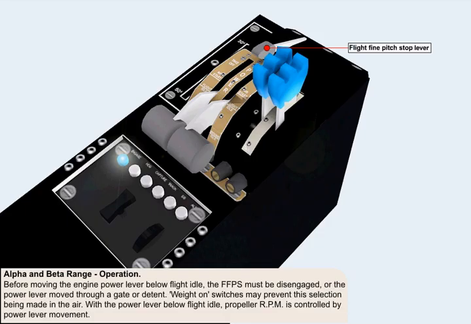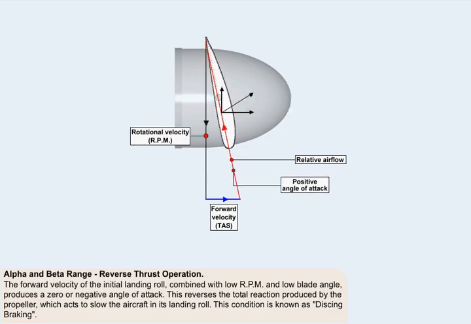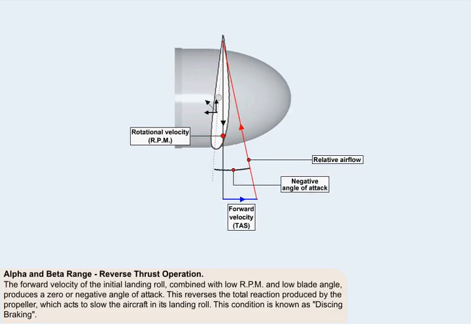Once the power levers are moved below flight idle, the propeller blades move into the ground fine pitch range, and the propeller control unit relinquishes control. Propeller RPM is now controlled by power lever movement. The forward velocity of the initial landing roll combined with low RPM and low blade angle, produces a zero or negative angle of attack. This reverses the total reaction produced by the propeller, which acts to slow the aircraft in its landing roll. This condition is known as disking braking.